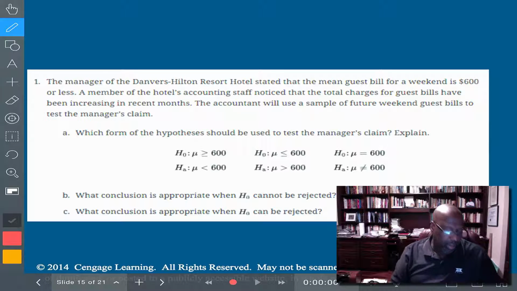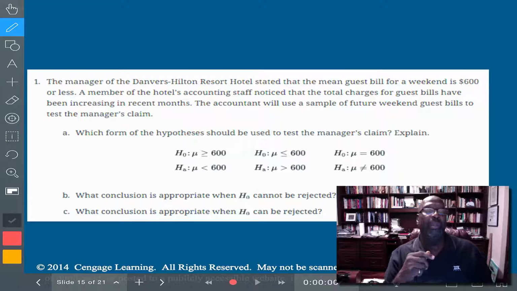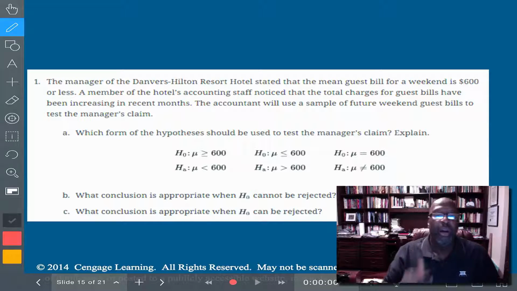So I have a problem here for us that we can form the hypothesis. A manager of Danvers Hilton Resort Hotel stated that the mean guest bill for a weekend is $600 or less. Look at what they're stating now. Oh, it is $600 or less. A member of the hotel's accounting staff noticed that the total charges for guest bills have been increasing in recent months. The accountant will use a sample of future weekend guest bills to test the manager's claim. Form the hypothesis used to test the manager's claim.